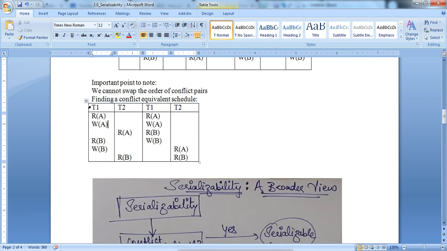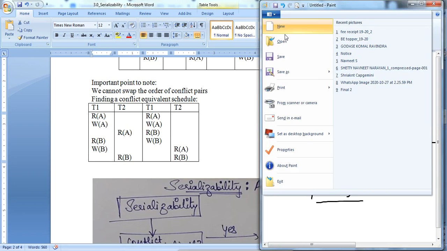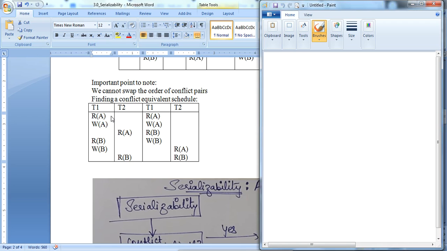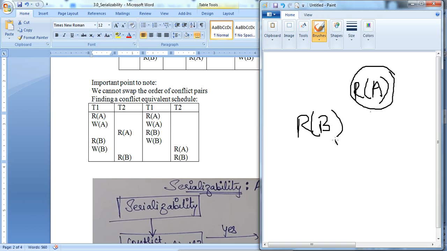Now this is a simple example. We have this schedule initially. The first one is S, and this one is S dash. Now, T1 read A, write A, then T2 read A, then T1 read B, write B, and T2 read B. If we swap between the read A by T2 and read B by T1, it means we move this operation after this read, right? It comes after this read.